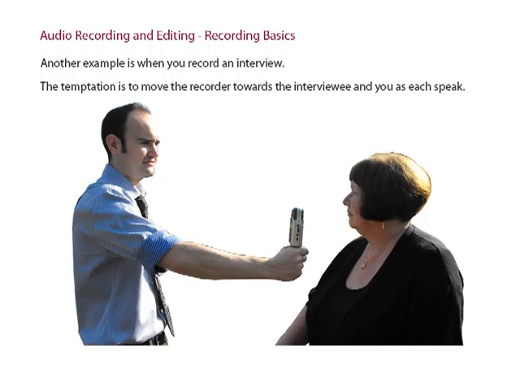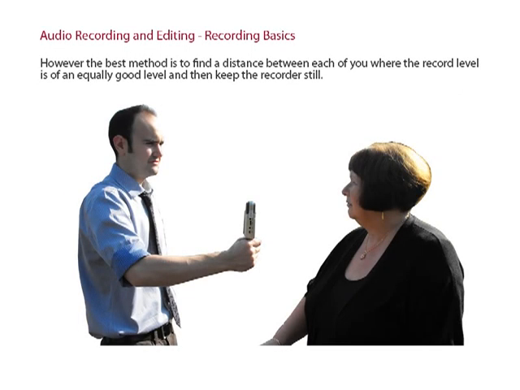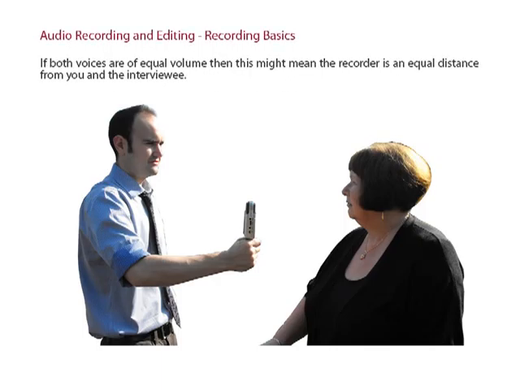Another example is when you record an interview. The temptation is to move the recorder towards the interviewee and you as each speak. However, the best method is to find a distance between each of you where the record level is of an equally good level, and then keep the recorder still. If both voices are of equal volume, then this might mean the recorder is an equal distance from you and the interviewee. However, you may find that your interviewee has a louder or quieter voice than you. In these situations, move the recorder away from the louder voice or closer to the quieter voice. Again, your aim is to get a record level for both voices that are of an equally good level.